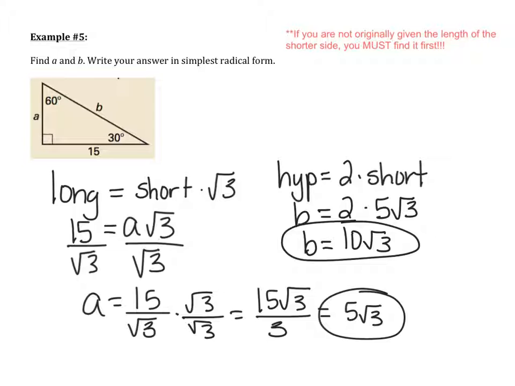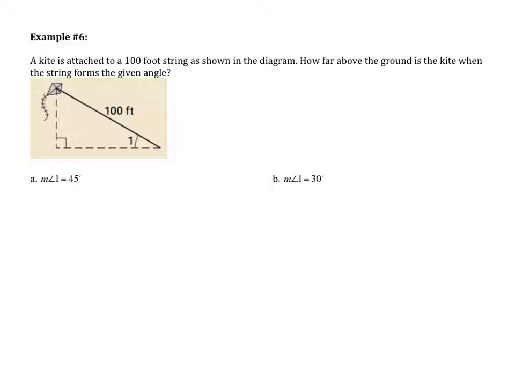So we have 5 square root of 3 for the short side, which is A, and 10 square root of 3, which is the hypotenuse, which is what they are calling B. And just one more time to reiterate, always start with finding the shorter side first if you're not originally given it, because you have to have the short side in order to find the hypotenuse, since the hypotenuse is 2 times the short side. And now finally, example number 6.